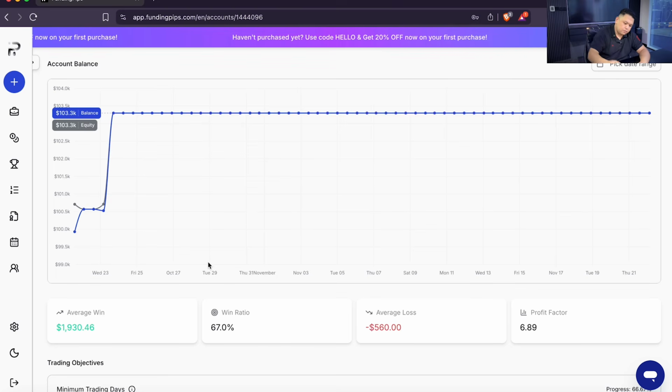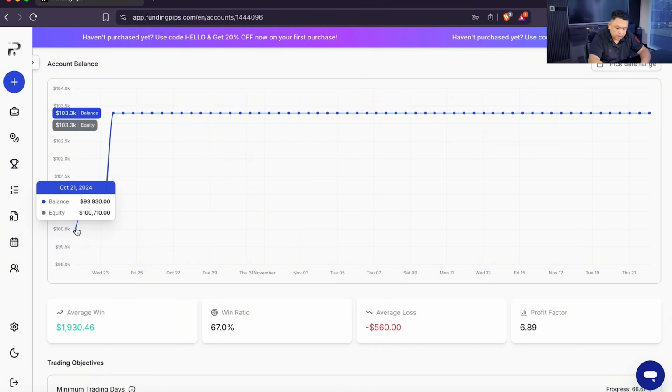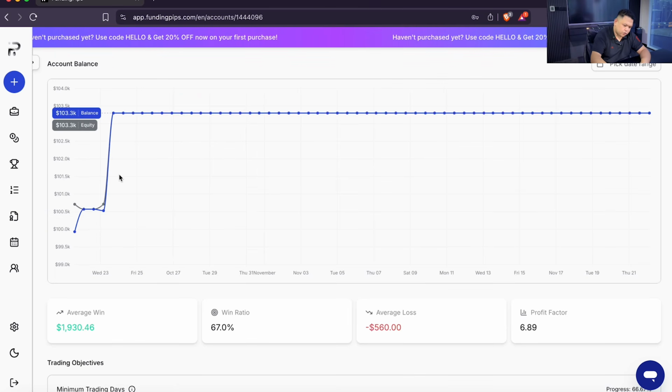So this is when I started, October 21st. And as you can see, this gray line right here represents the equity, and this one is my balance. And then it gives you an actual visual representation of how your account is moving.